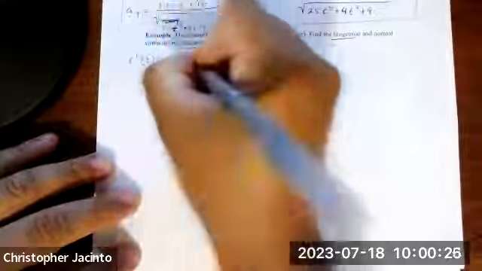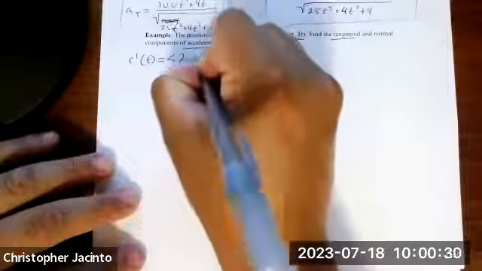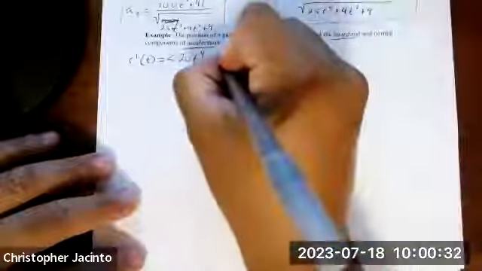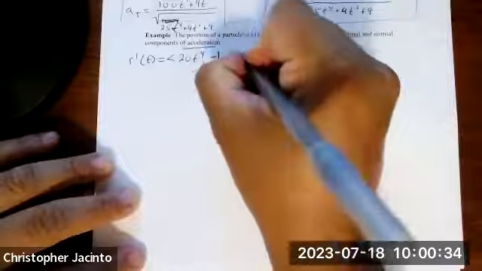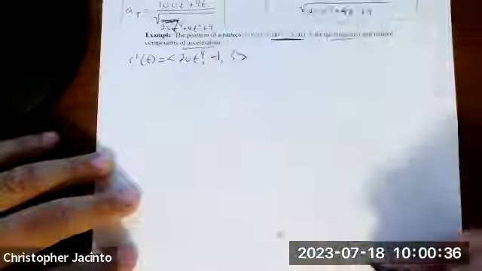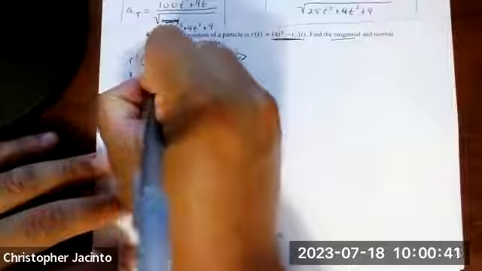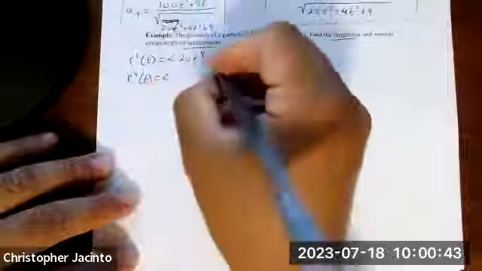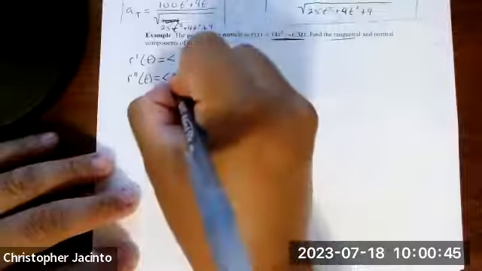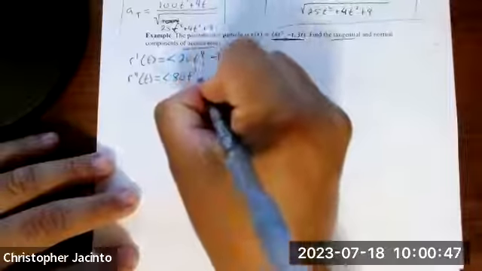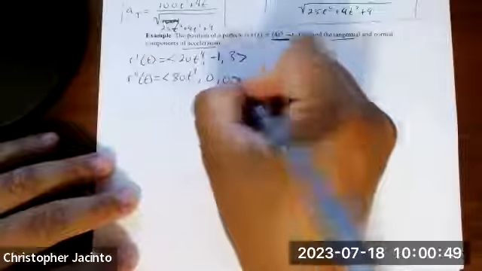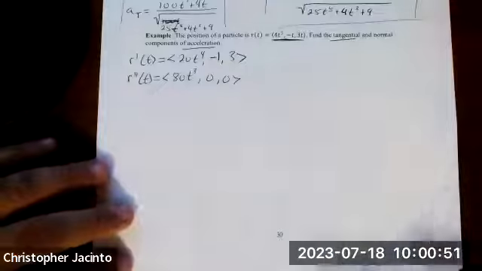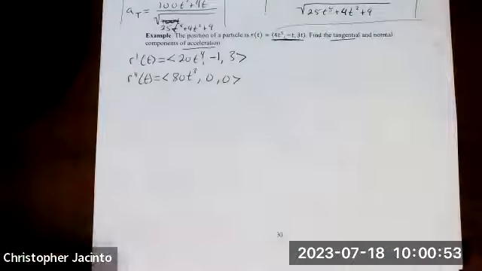Take the derivative. So it'll be 20 t to the fourth, negative 1, and then 3. So the double derivative, this is even nicer. If you notice, 4 times 20 is 80 t to the third, 0. Oh, even better, right? It's going to make that cross product even nicer, right?